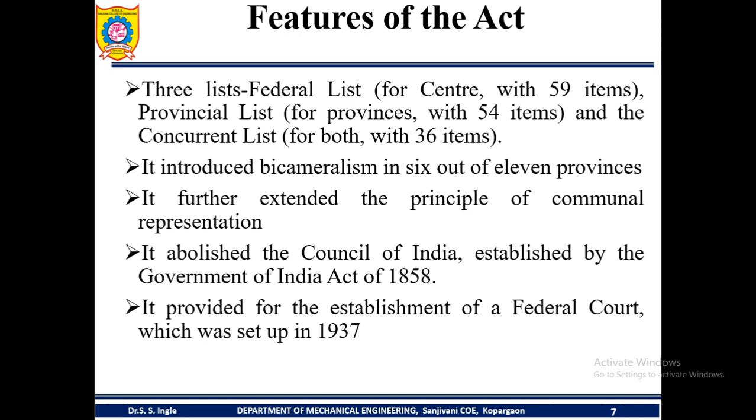Another main feature is that it introduced bicameralism in 6 out of 11 provinces, that is Bengal, Bombay, Madras, Bihar, Assam, and the United Provinces.